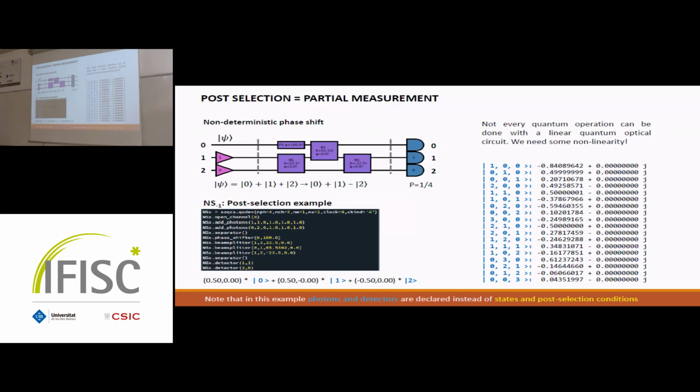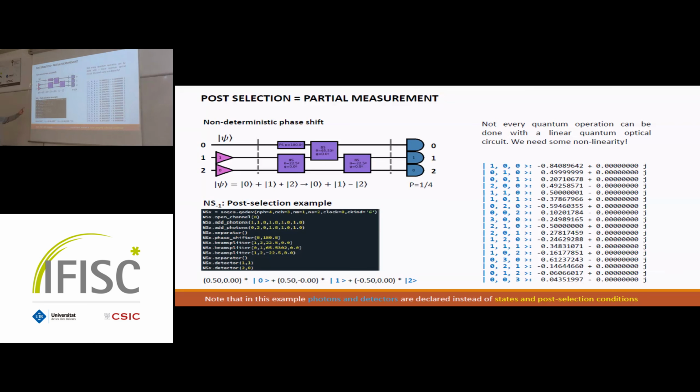One of the difficulties of working with linear optical circuits is that not every possible quantum operation can be represented with an optical circuit. We always need a small nonlinearity. This can be solved in two ways. One way is to put a nonlinear term somewhere, but this is out of the scope of SOQCS. Another possibility is to do post-selection. That means a partial measurement at the end.